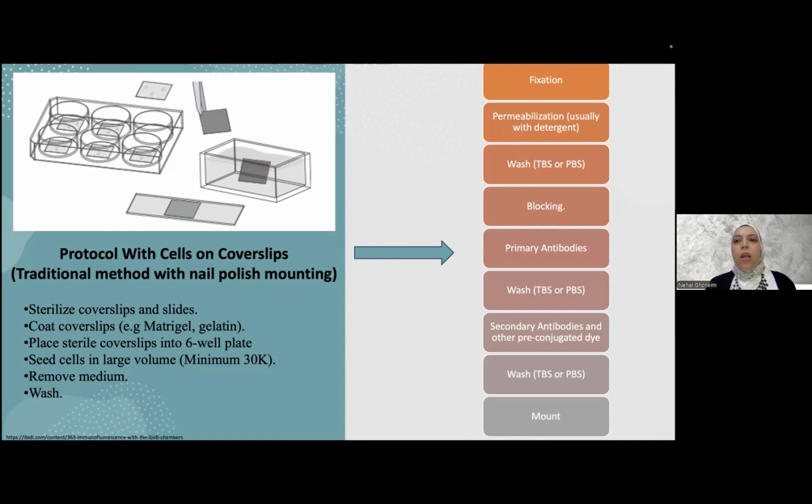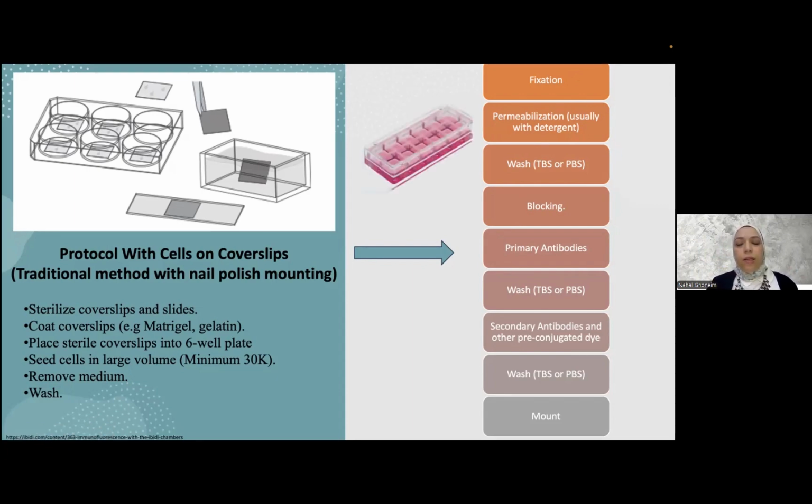Then here we will go for the steps that we will follow in these slides, and we'll discuss every one of these steps in detail. The first step is fixation, then permeabilization using detergent or washing, then blocking, then primary antibody, then washing, then secondary antibody, then washing, then mounting. These are the procedure and the steps that we will follow.